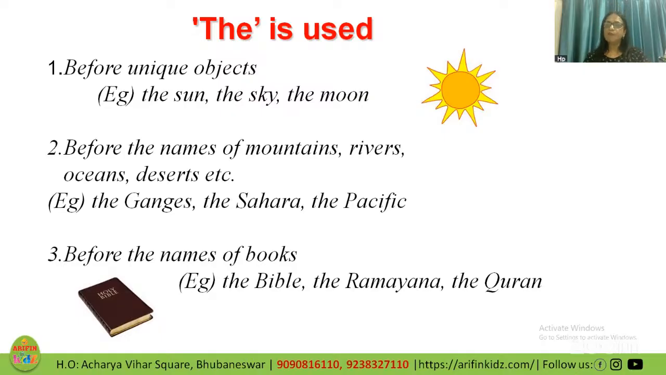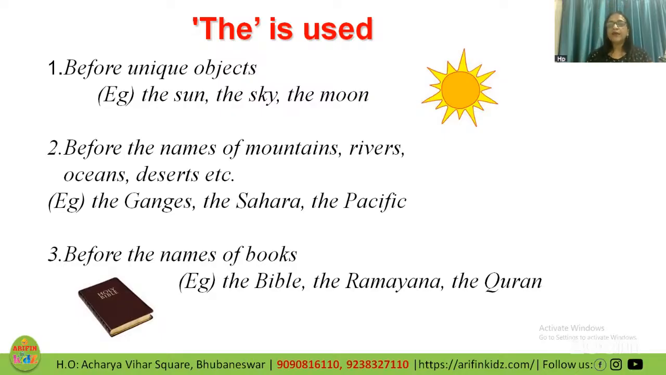Before the names of mountains, rivers, oceans, and deserts. You know that we have so many mountains in India and other countries also. So before any mountains, rivers, oceans, seas, and deserts, we use the, because it is particular. The Ganga, it is written the Ganges. Plural of that, the Ganga, the Yamuna, the Mahanadi, the Brahmaputra. Then mountains, the Himalaya, the Kanchenjunga, like that.